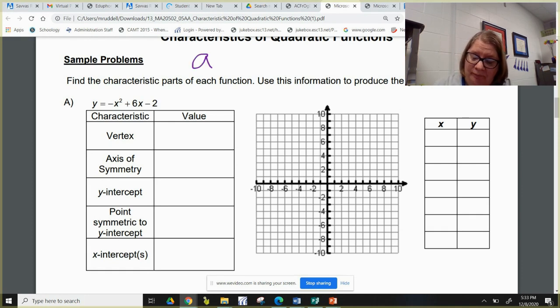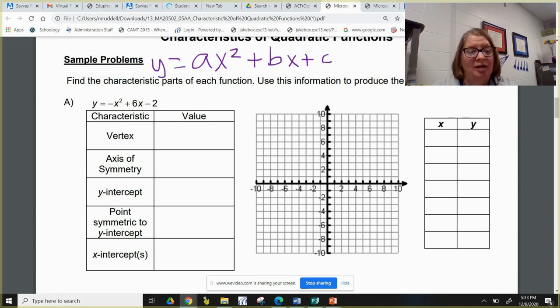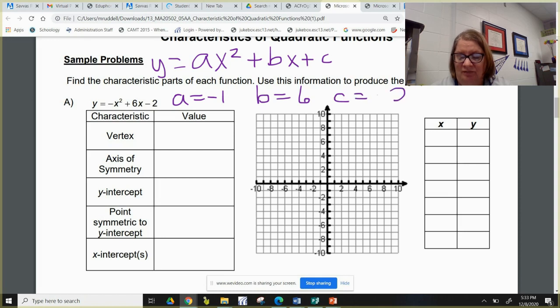In standard form, we need to know what is A, what is B, and what is C. That way we can find all the parts. So look at this one, and A is -1. Okay. B is 6, and C is -2. I got that from this equation. A is -1, B is 6, C is -2.